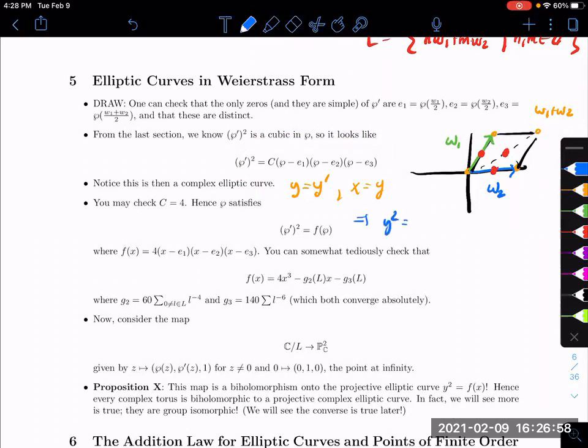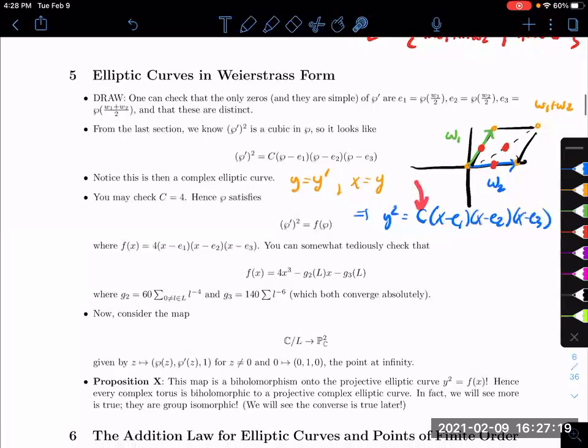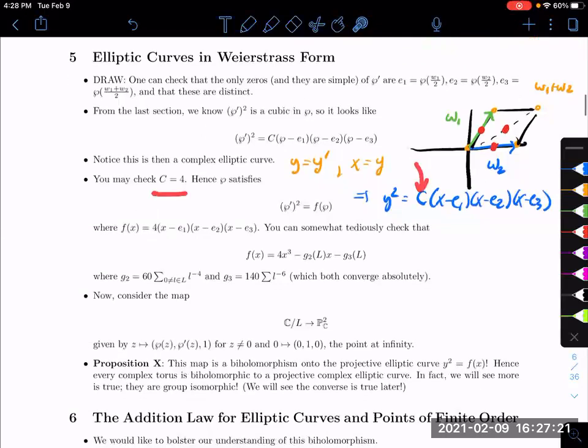Y squared equals c times (x minus e1)(x minus e2)(x minus e3). And because these three roots are distinct, which you can check, this constitutes an elliptic curve by our definition. Okay, so the only thing would be, what is this constant here? You can check it's 4. So c must be 4 here.